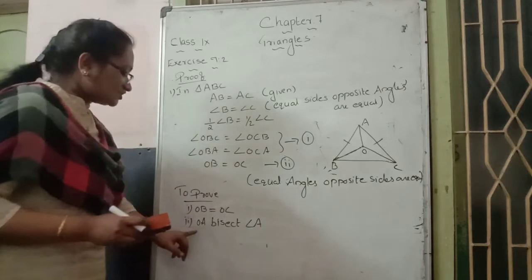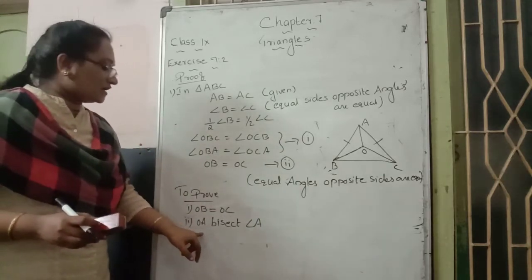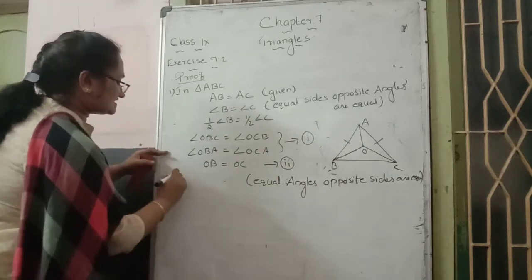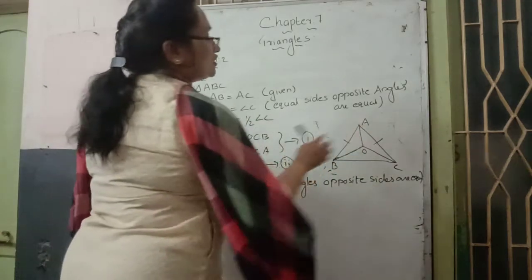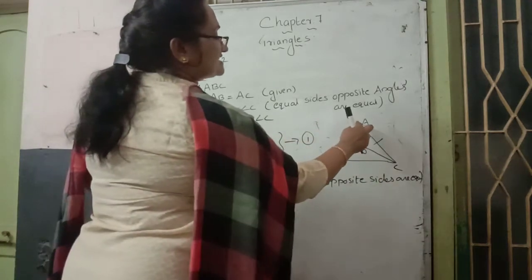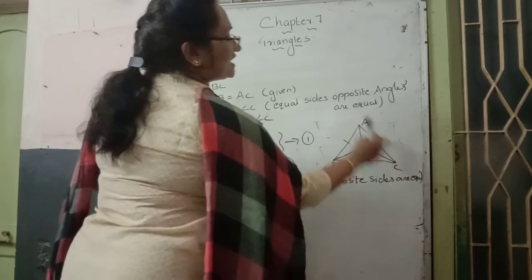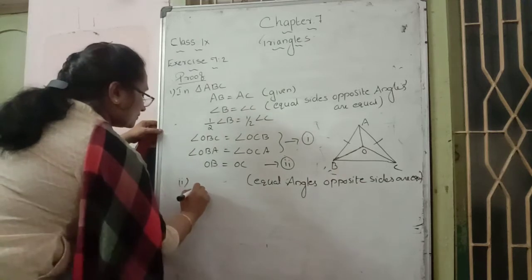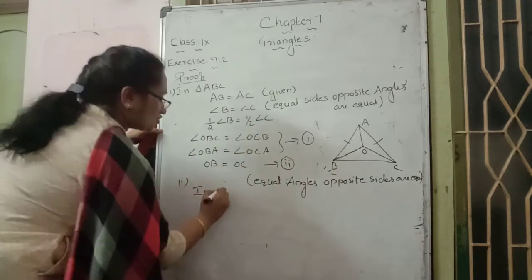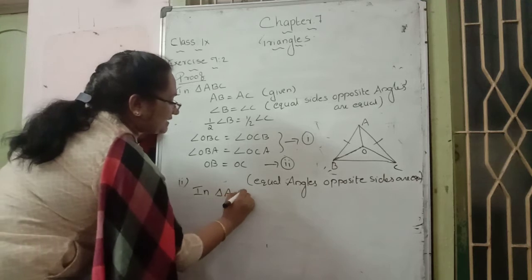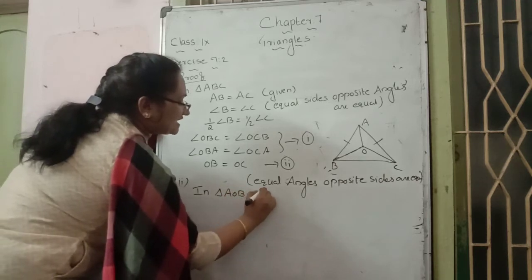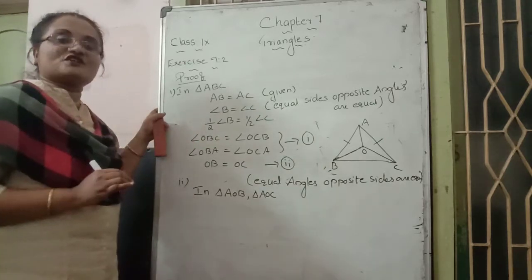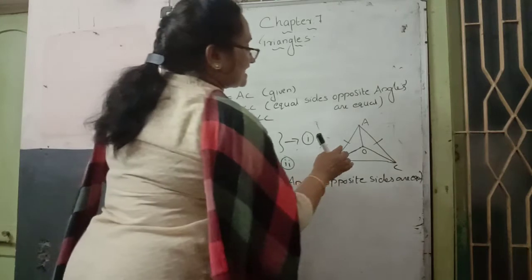Next, we want to prove that OA is the bisector of angle A. How do we prove the second part? See, OA belongs to which triangles? We can consider triangle AOB and triangle AOC, where the line OA is included. That's why, for proving the second part, we consider these triangles: triangle AOB and triangle AOC. Any three conditions we want to apply. What are the conditions we can say?